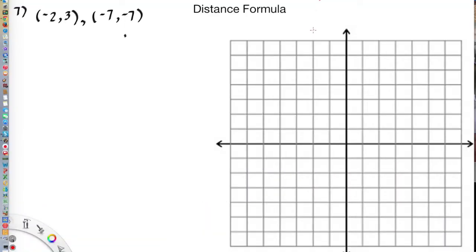Okay, boys and girls, let's go down to the bottom of the page. Let's take a look at number 7 now. With number 7, they gave us just the coordinates. So you'll need to get graph paper or create your own graph to be able to solve this problem.